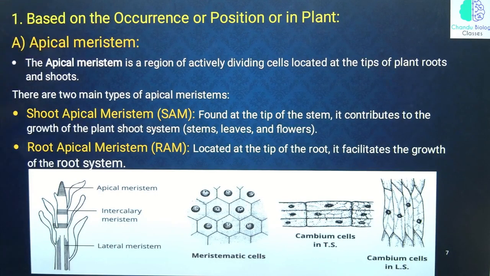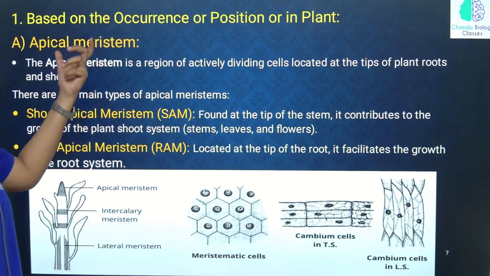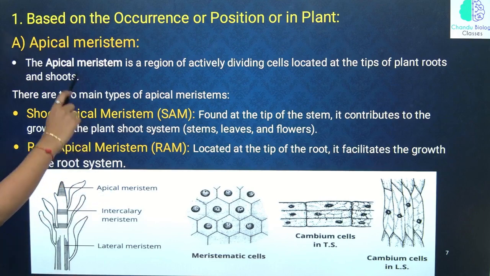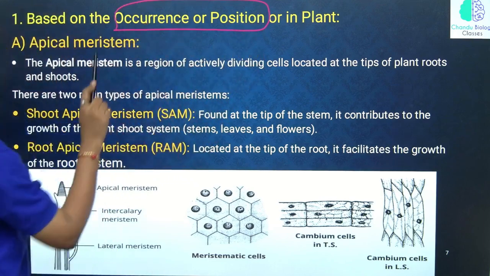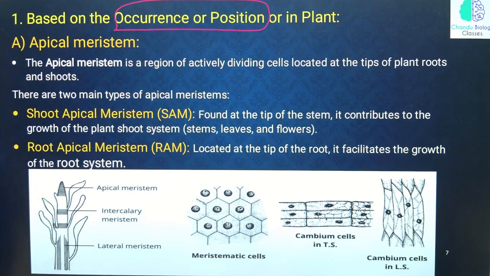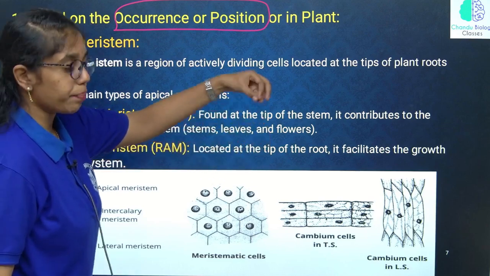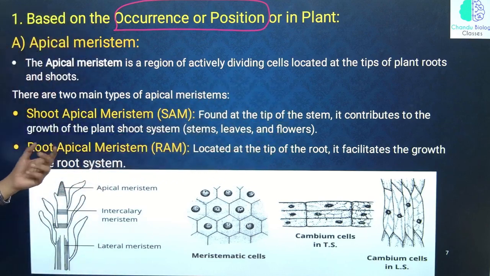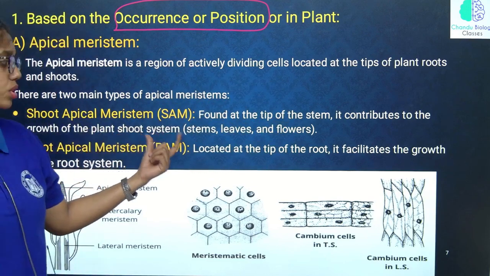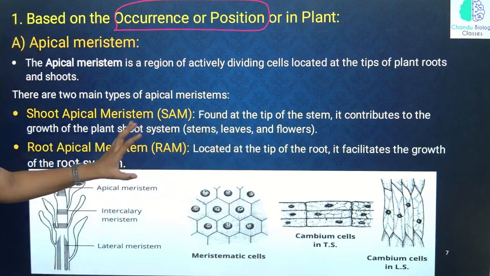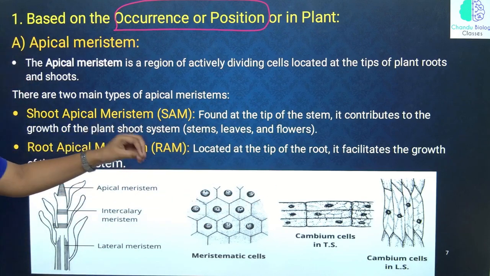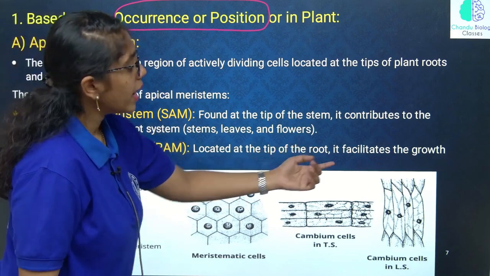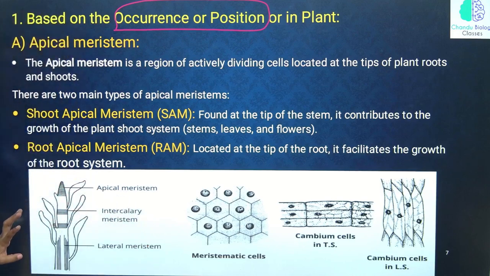Fine. So, based on the occurrence or position of the plant, like apical meristem, we know apical meristems are at the apices, either at the tip of the stem. It contributes to the growth of plant shoot, stem, leaf and flowers. Root apical meristems are present at the tip of the root. It facilitates the growth of the root system.